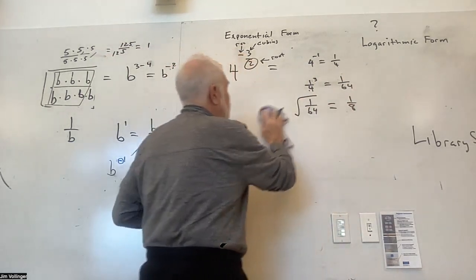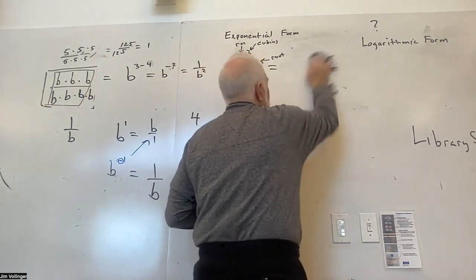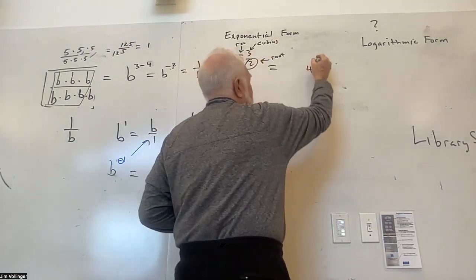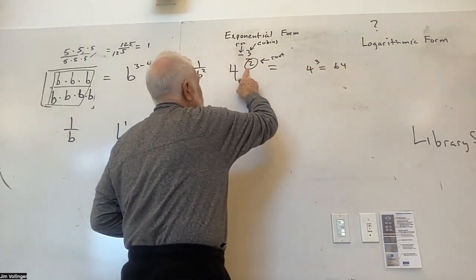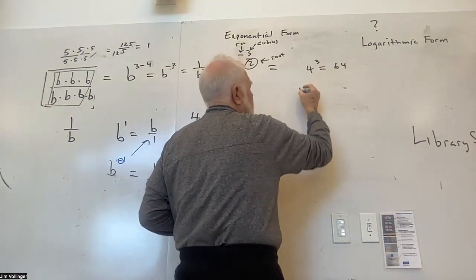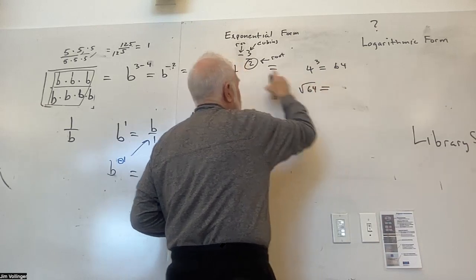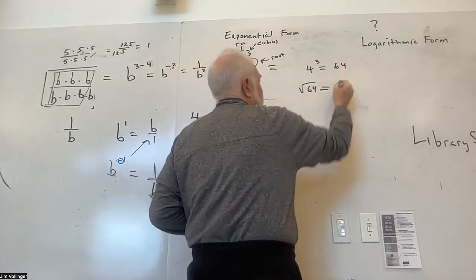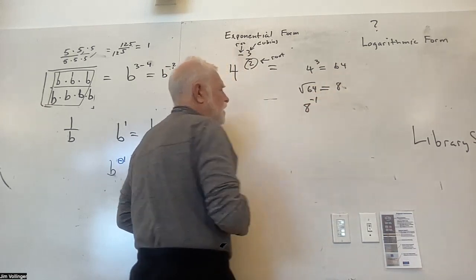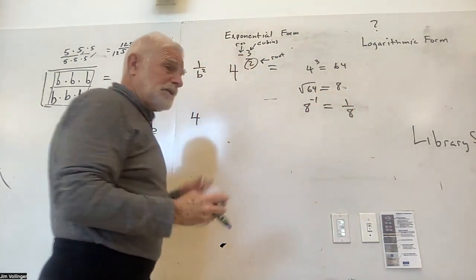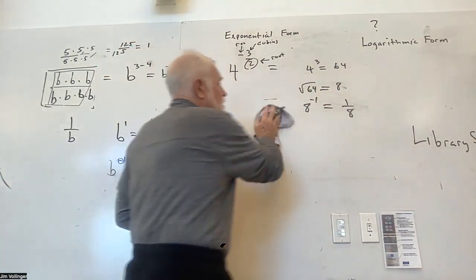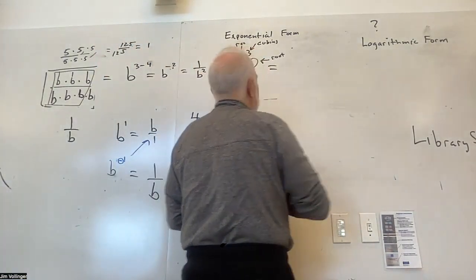Okay, let's try doing this a different way. Let's take 4 cubed. Let's cube it first, 64. Then let's take a square root. Let's take the square root of 64, which is 8. And then let's do 8 to the negative 1, which is reciprocating, flipping it, 1/8. Same answer.